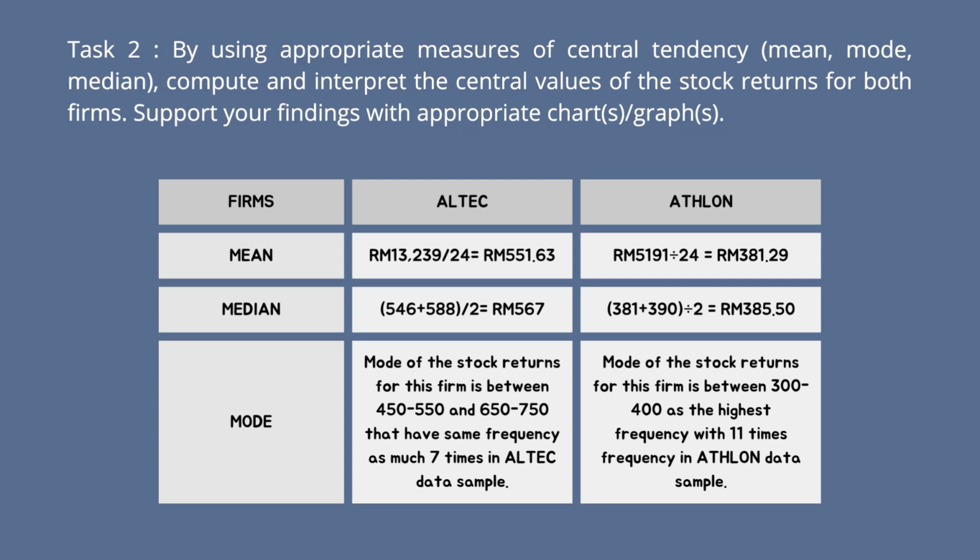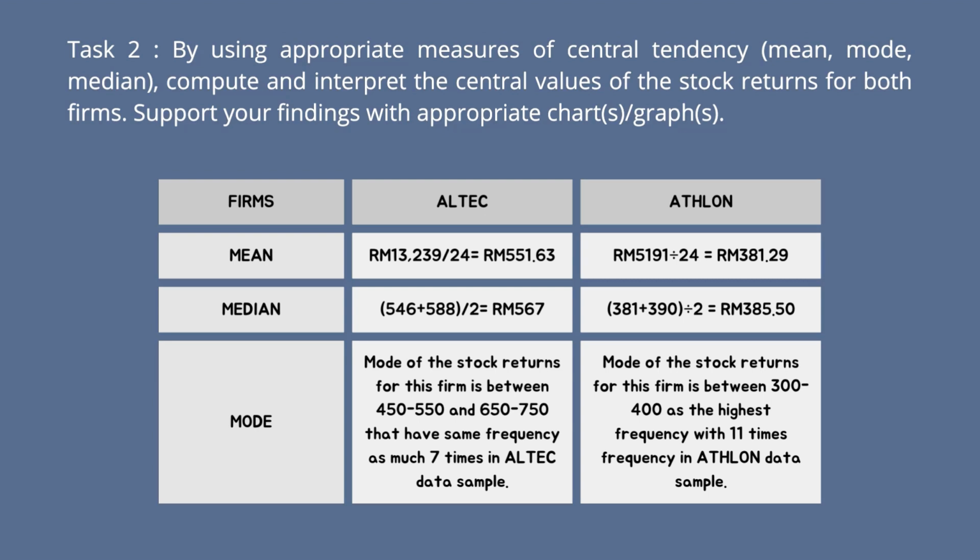For the Atlant firm, the formula we use to calculate the mean is the sum of all data divided by the number of data. So in the Atlant case, the sum of all Atlant data is equal to RM5191 divided by the number of data, which is 24. Then we get the answer for the mean.